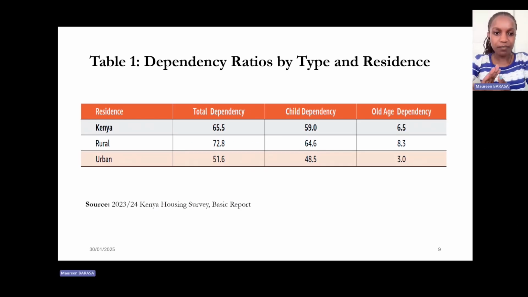And then we'll be looking at table 1, which explains the dependency ratios by type and residence. If you remember the slide on the population pyramid, the dependency ratio, if we define it again, is just the average number of economic dependent people per 100 economically productive people. So per 100 economically productive people, the total number of economic dependent people that are included there.